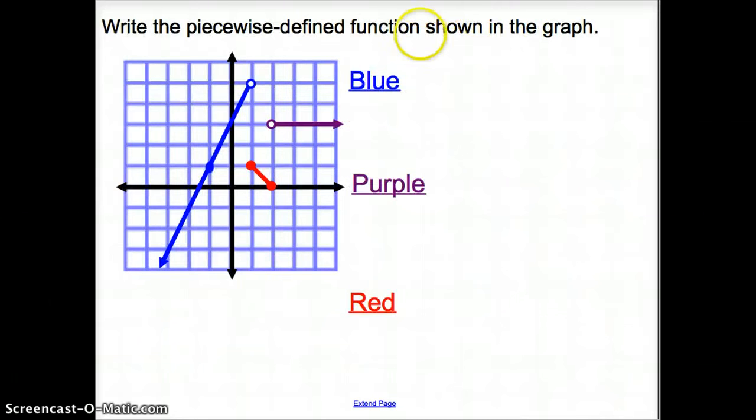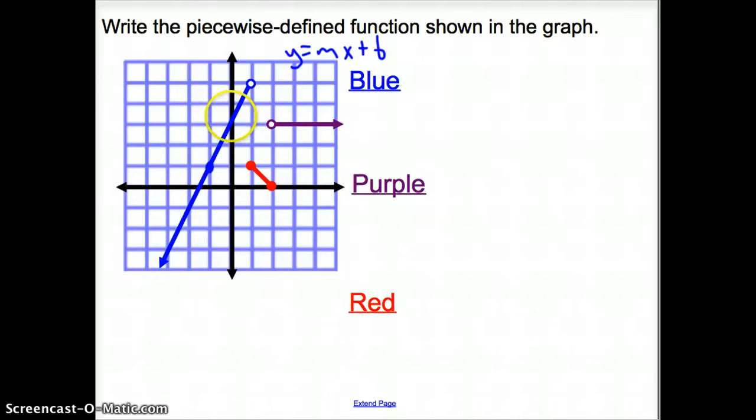Now, let's work backwards. Now we're going to be given the graph of a piecewise defined function, and we're asked to write the expressions. Well, what I like to do is break it down into separate lines. So I'm going to start with this blue line. You could start with the blue, purple, or red, but I'm going to start with the blue line. What we have to do is put it into slope-intercept form. So y equals mx plus b, where m is your slope and b is your y-intercept.